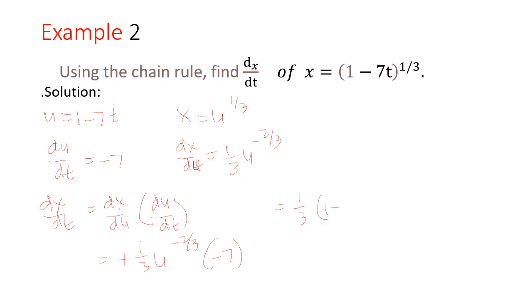equals 1/3 (1 minus 7t) to the minus 2/3 times minus 7, equals minus 7 over 3 times (1 minus 7t) to the minus 2/3.